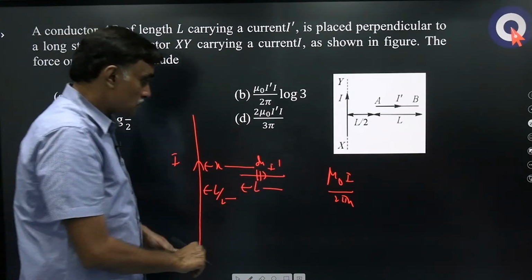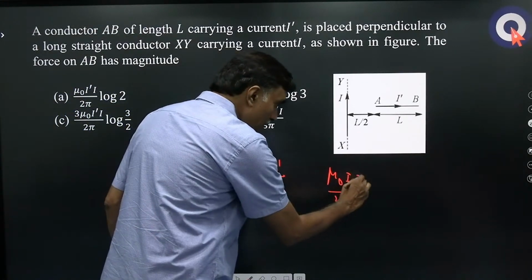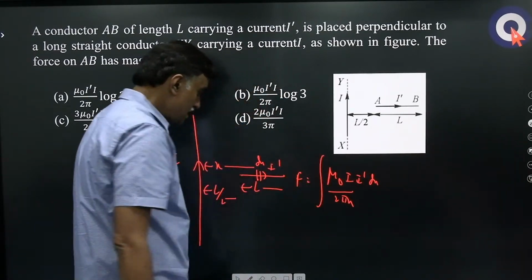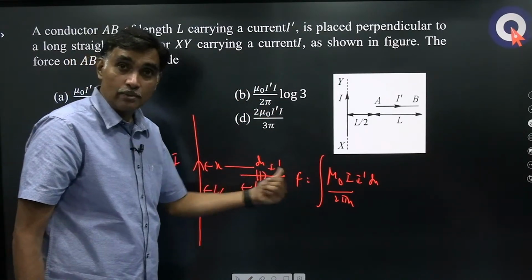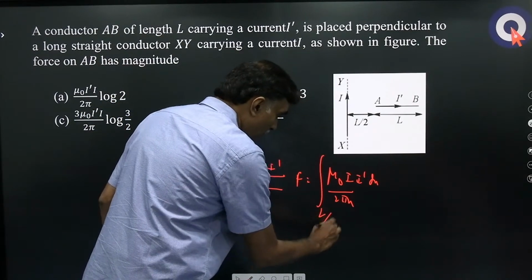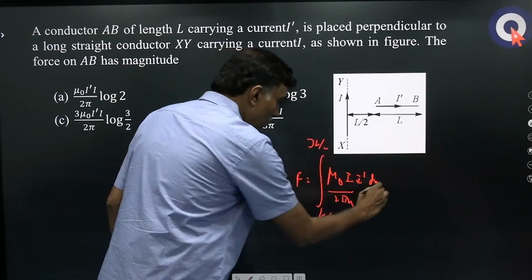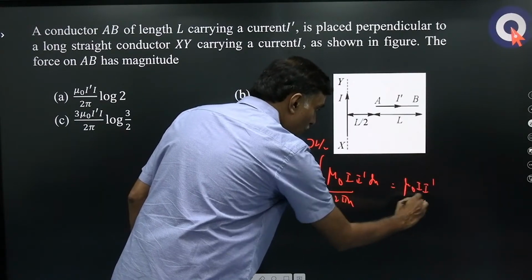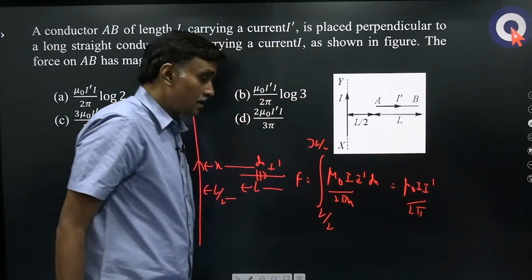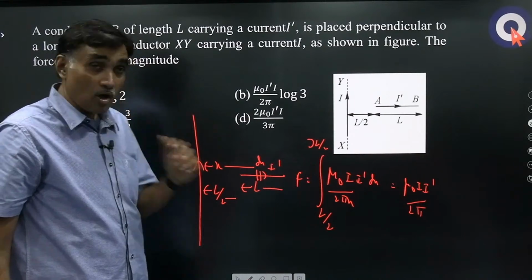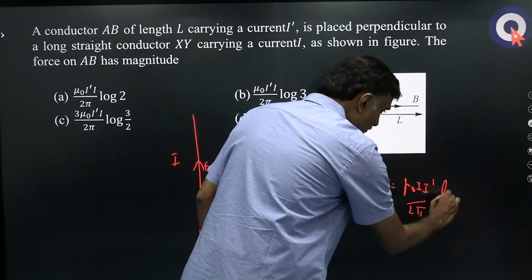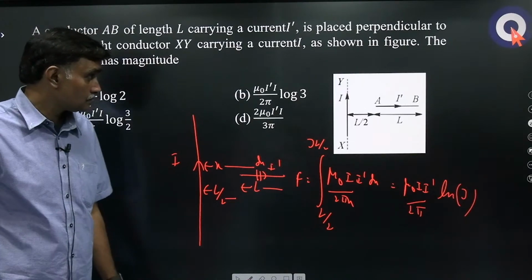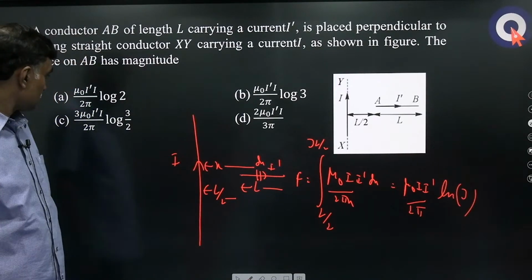So force on this small element is I prime dx times B. Then how do you find total force? You have to integrate as x varies from L by 2 to 3L by 2. So what do you get? Mu naught I prime by 2 pi into log x we will get. And if I substitute upper limit and lower limit, you will get log 3. Answer is B.